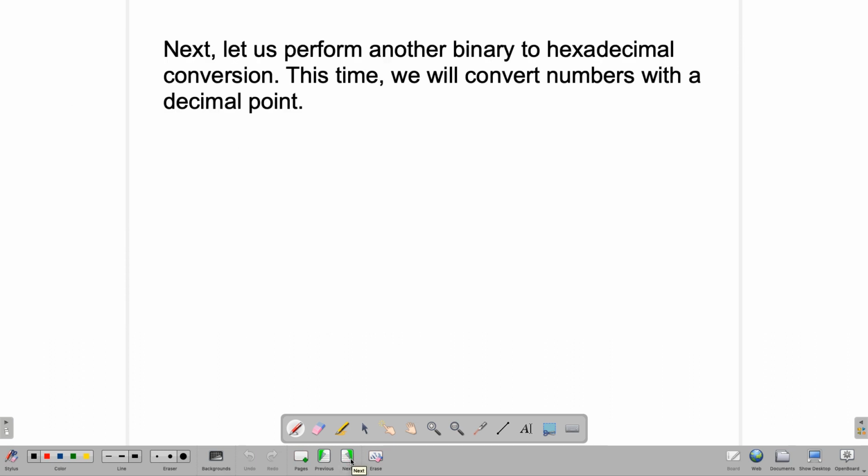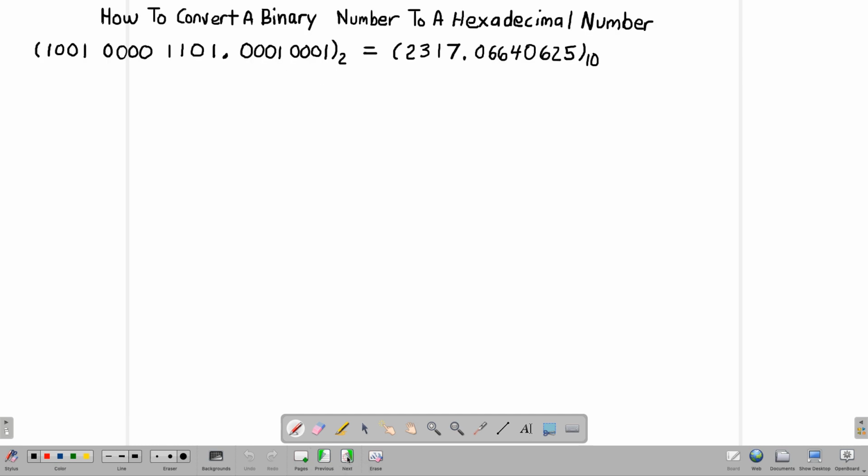Next, let us perform another binary to hexadecimal conversion. This time we will convert numbers with a decimal point. Alright, so we want to convert a binary number to hexadecimal. This time we're going to use numbers with a decimal point.